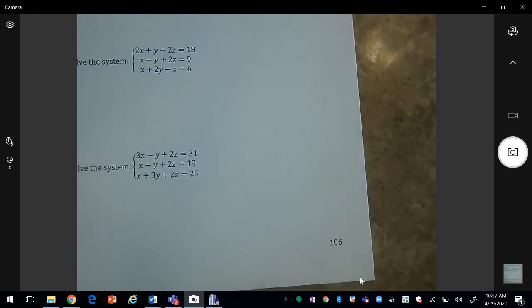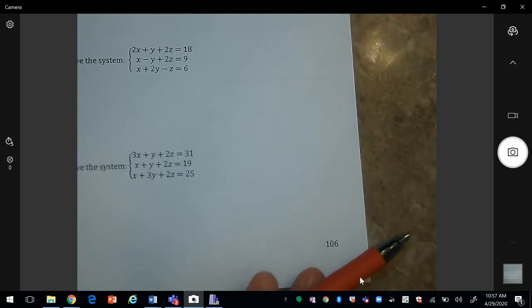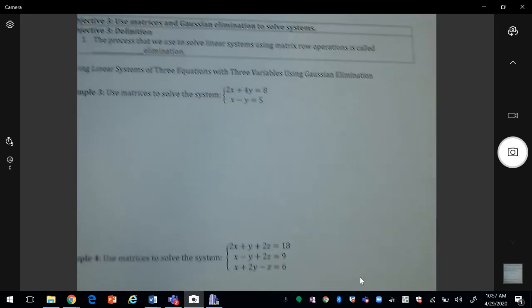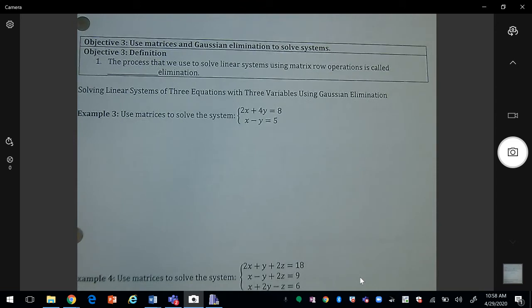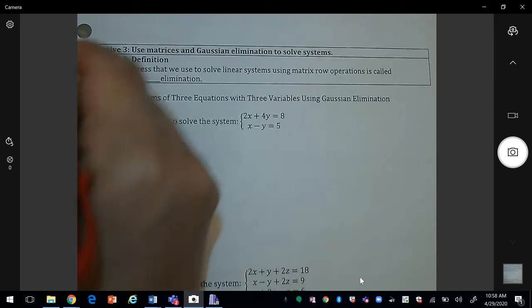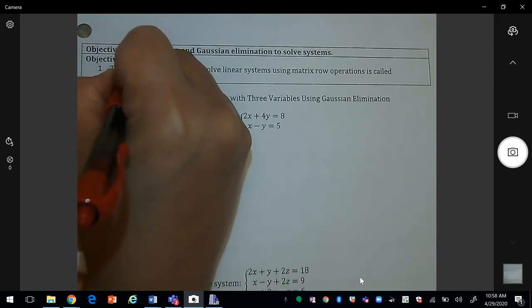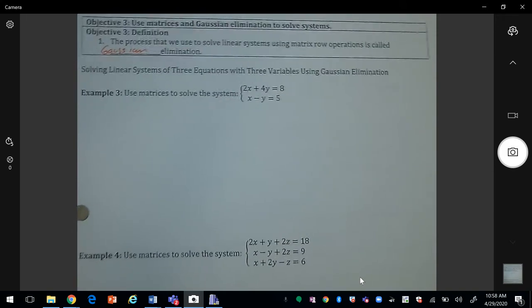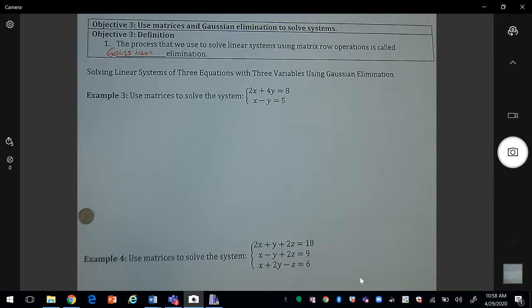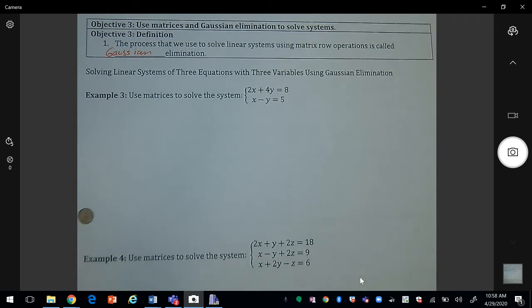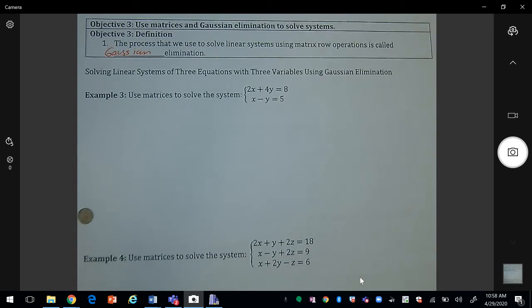Okay, so the process that we're going to be using to solve the system using matrix operations is called Gauss elimination. Okay, so for example, here it says use a matrix to solve the system. So before I use this example, we can start with the example we had before.